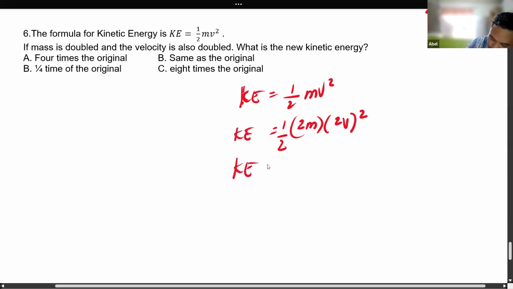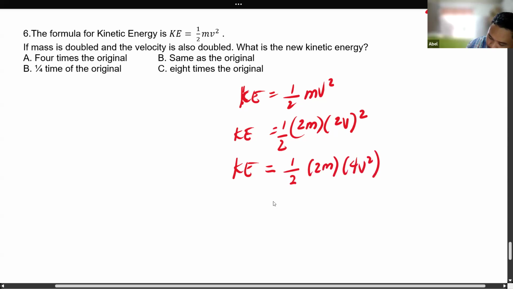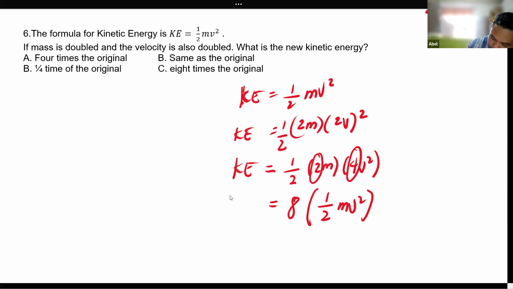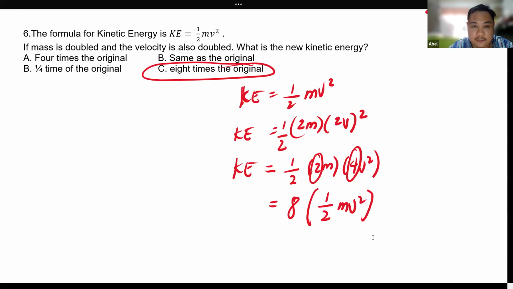So we have kinetic energy, that would be 1/2 multiplied by 2m multiplied by 4v squared. And so we try to multiply this part, right? 2 times 4 is 8 multiplied by 1/2 mv squared. Okay, and so the kinetic energy would be 8 times the original. Okay, and that ends the practice set for this topic.